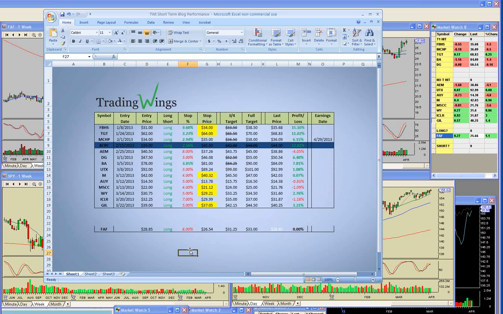As always, these charts, this spreadsheet, and soon to be some other things are posted on the Investors blog if you want to reference them at a later time.